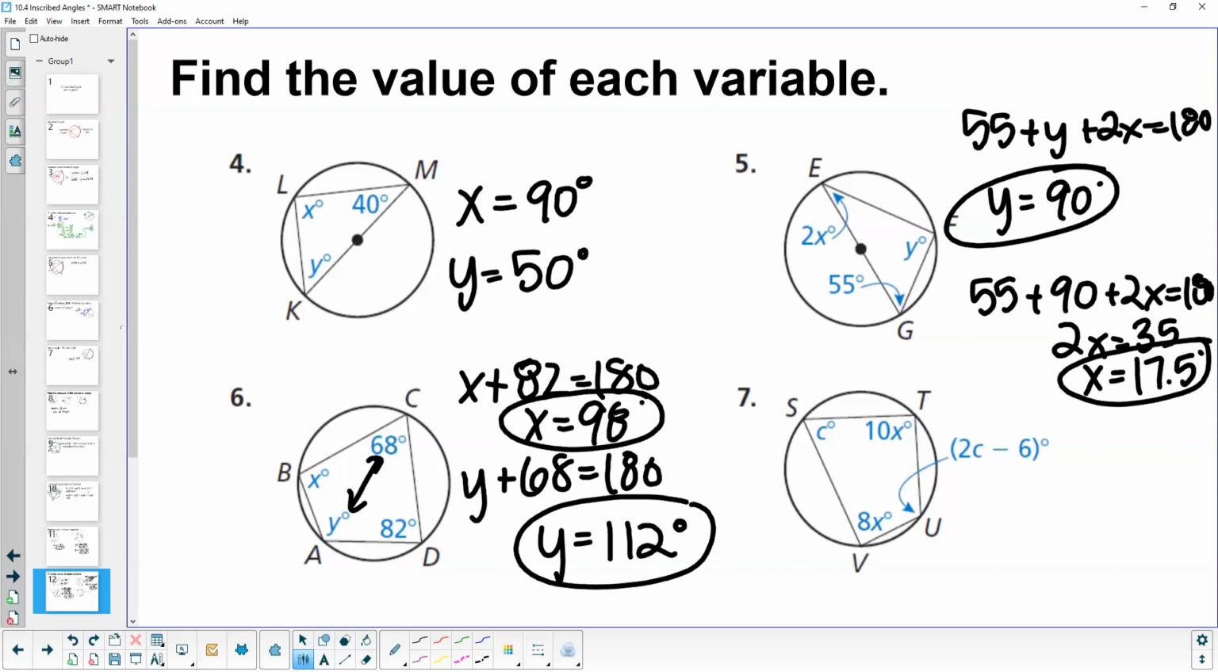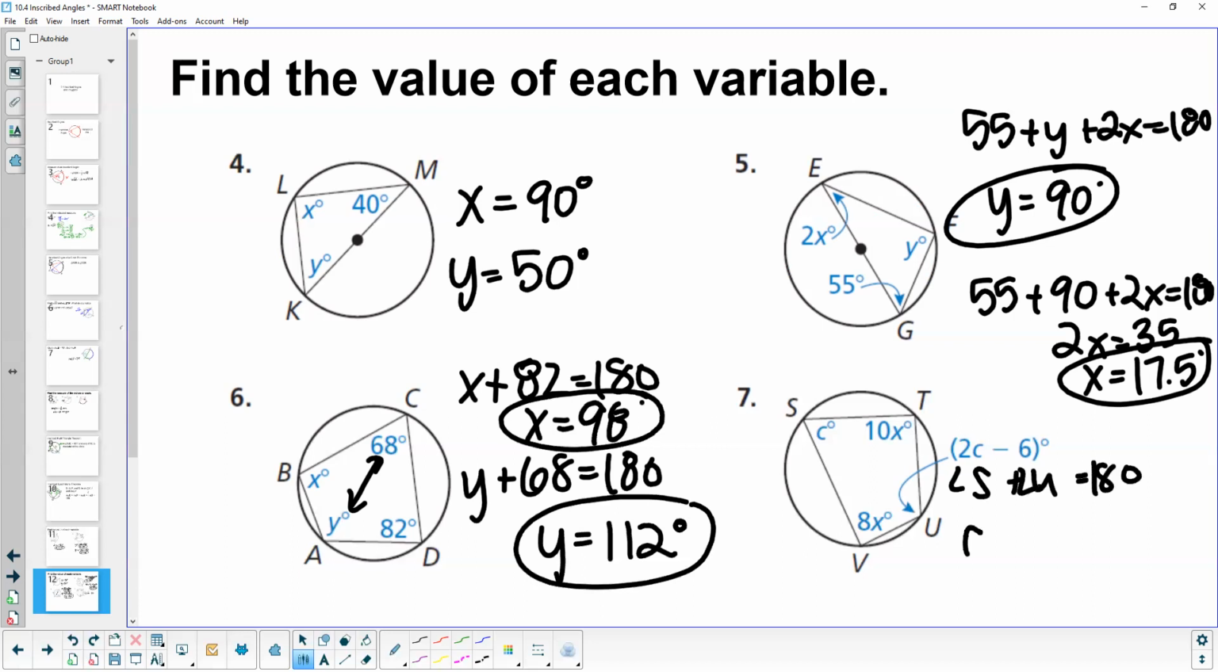Now let's take a look at this other one. What I want you to notice here is how we only have variables in this case. And that's because we know that the opposite angles add up to 180, so we can solve for our variables that way. So let's take a look at this one. We know that s plus u is going to be 180.